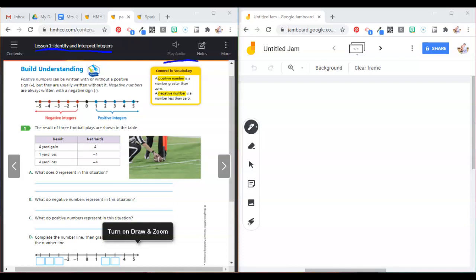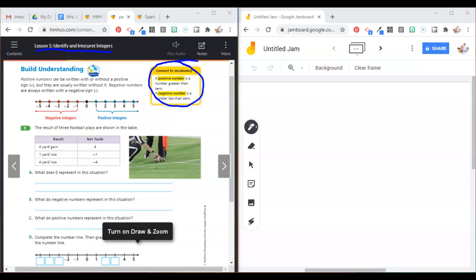And if you look right over here, we have a vocabulary box with our first 2 vocabulary words. You can find these 2 vocabulary words along with the rest of them for this module on our Quizlet. The first vocab word is a positive number, which is a number greater than 0, and the second is a negative number, which is a number less than 0.